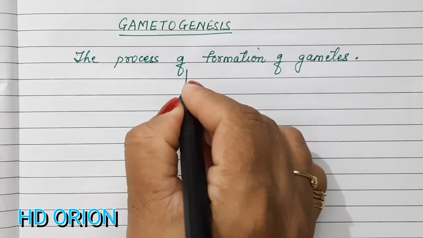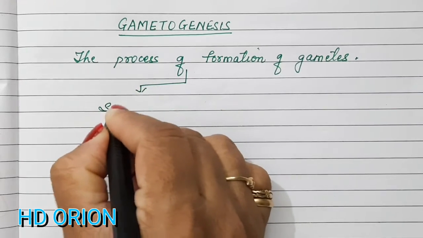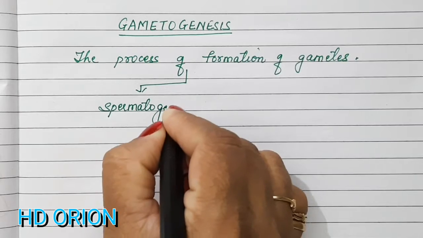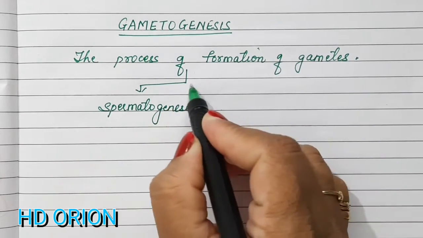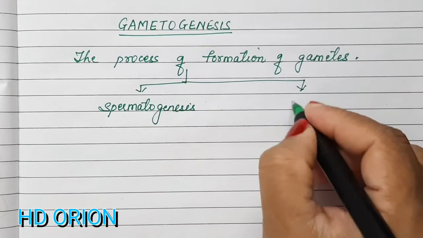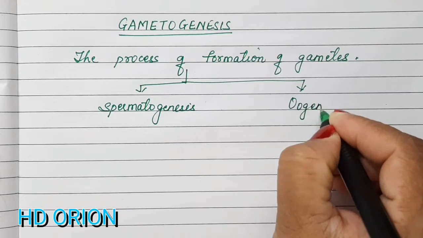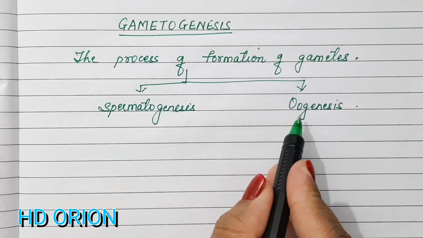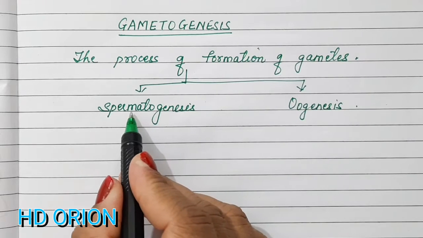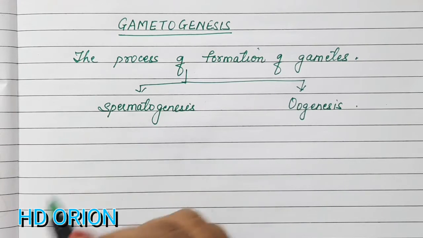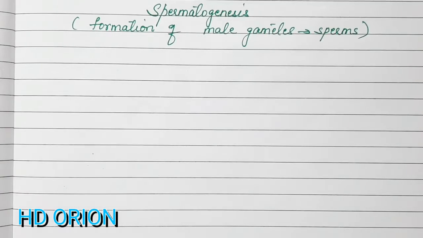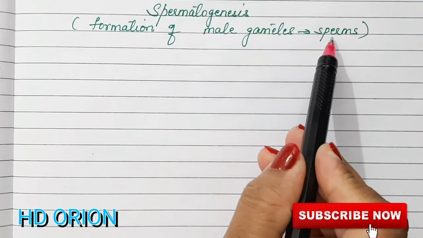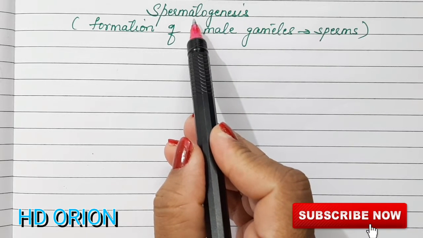It is of two types: spermatogenesis, which takes place in males, and oogenesis, which takes place in females. We'll take each of them individually. First, we are going to study spermatogenesis. The formation of male gametes, sperms, is called spermatogenesis.